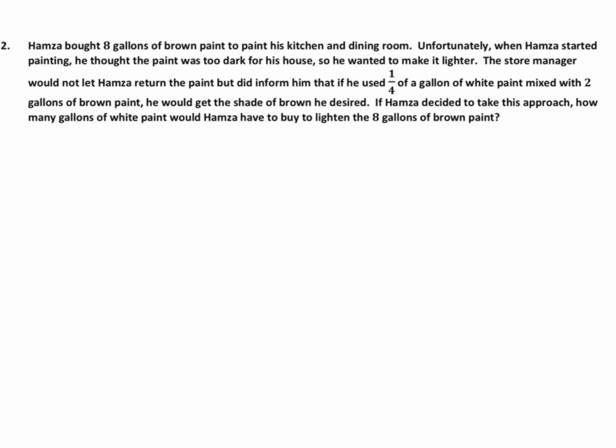So, 1/4 of white to 2 gallons of brown. So we have 2 brown. I'm going to make them large. That way when we do 1/4, we can see, well, that's only a small portion of 1.